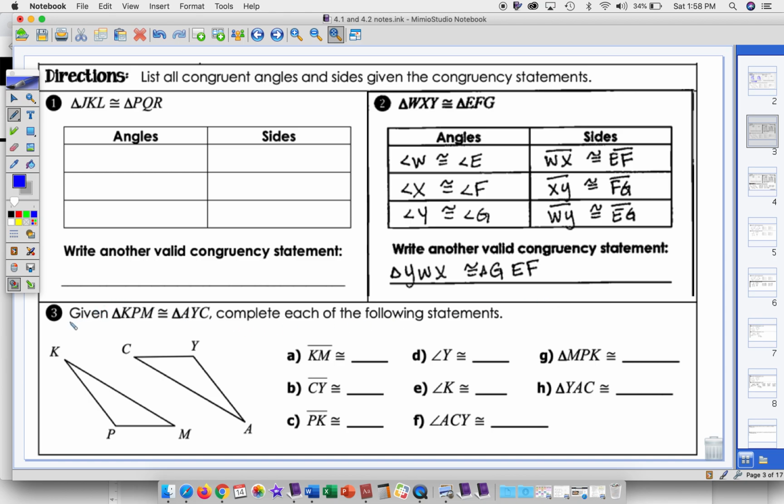Okay, so if you're done with that one, go on to number 3, pause the video, and again, match up all of these statements. You're doing sides and angles and triangles. Pause the video and then come back when you're done.